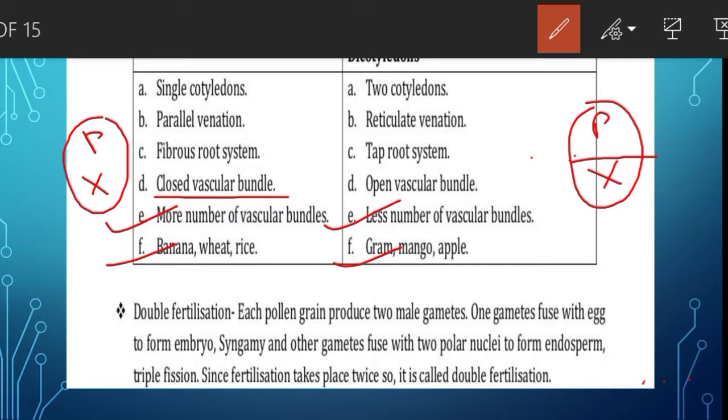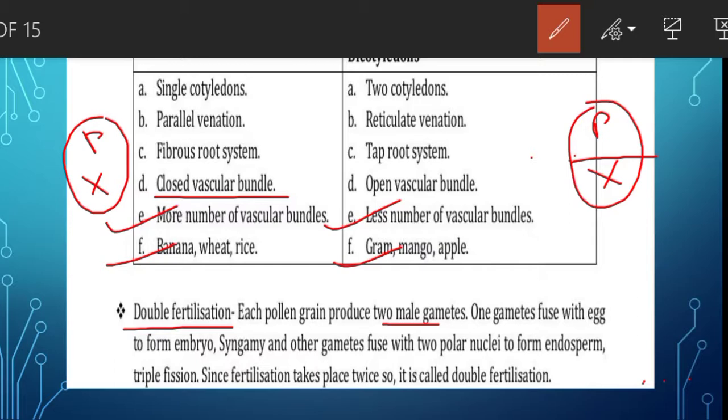Now, in angiosperms, double fertilization is observed. Okay, children, in 10th class you have already studied about double fertilization. Okay, what happens after the transfer of the pollen grain? Pollen grain contains 2 male gametes, right? So once the pollen grains are transferred to the stigma, there will be germination of pollen tube, which will help in carrying the 2 male gametes to the ovule.